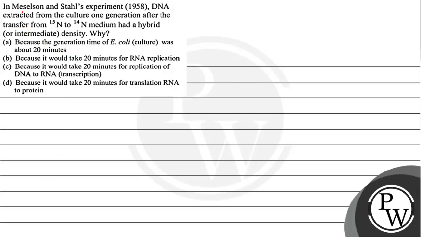The question says that in Meselson and Stahl's experiment that was carried out in 1958, DNA extracted from a culture one generation after the transfer from N15 to N14 medium had a hybrid or intermediate density. Why? So these are the options given to us. Let us look into it.